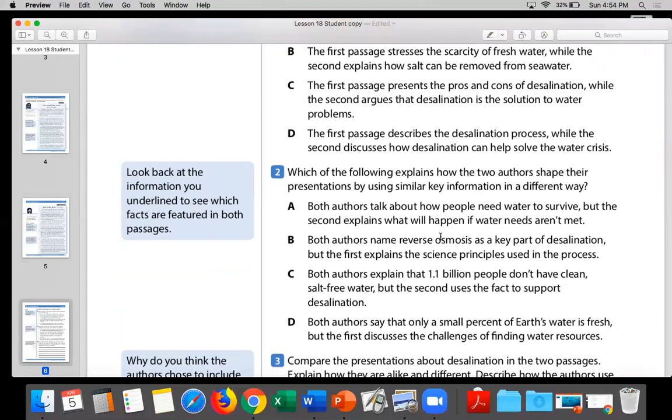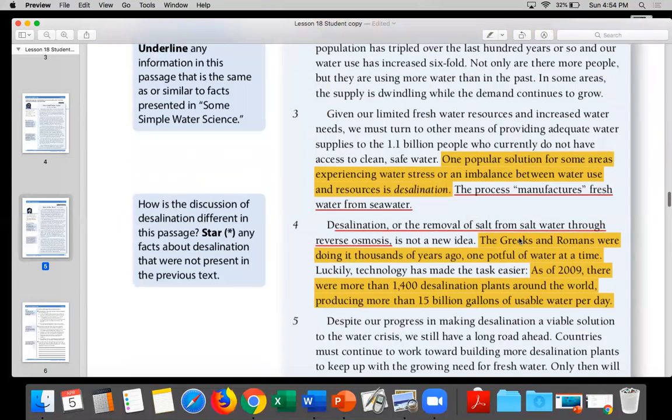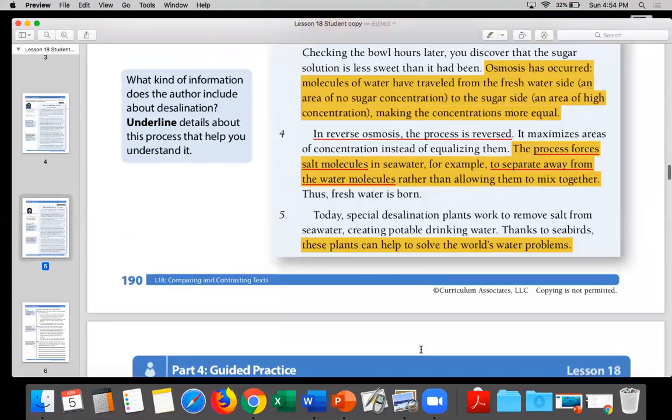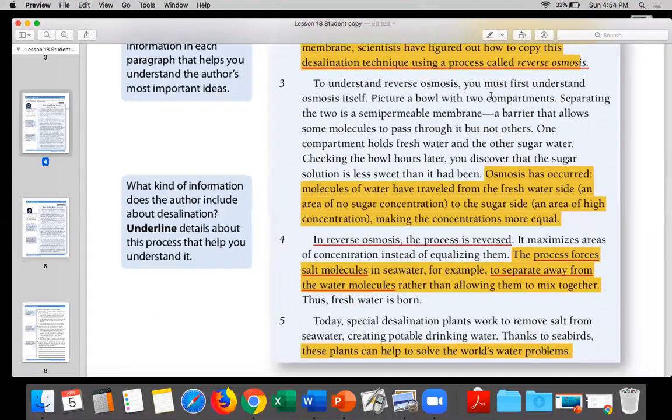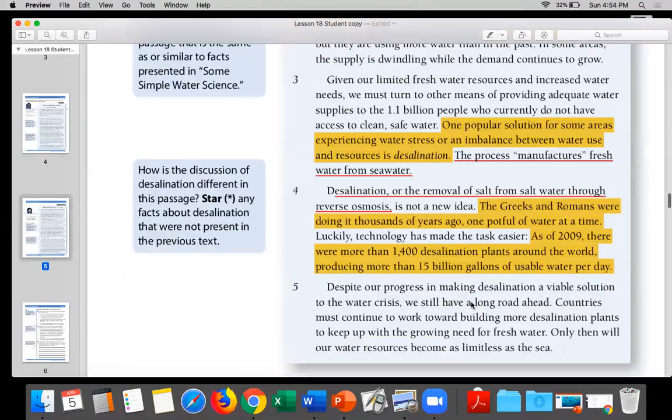Both authors name reverse osmosis as a key part of desalination, but the first explains the science principles used in that process. So this one talks a little bit more about desalination, the history of it, the possible future of it. This one talks about the osmosis, the reverse osmosis, how all this creates desalination.